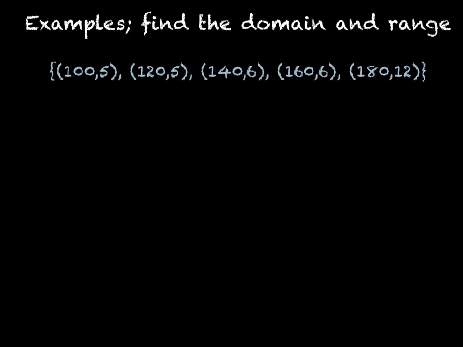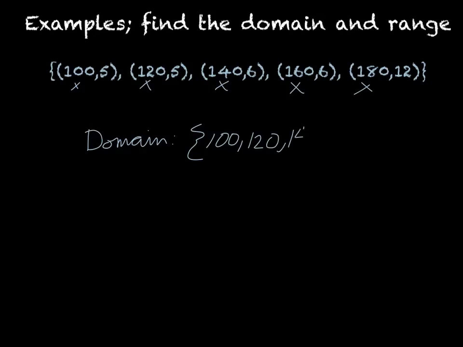So let's do some examples where we just need to find the domain and range. This is clearly a set of points, so I want to find the domain of this set of points. The domain would be any x value. So here's an x value, here's an x, x, x, and x. We write it as a set, and we separate everything by commas. And we generally write it from smallest to biggest. So 100, 120, 140, 160, and 180. And that is the set.